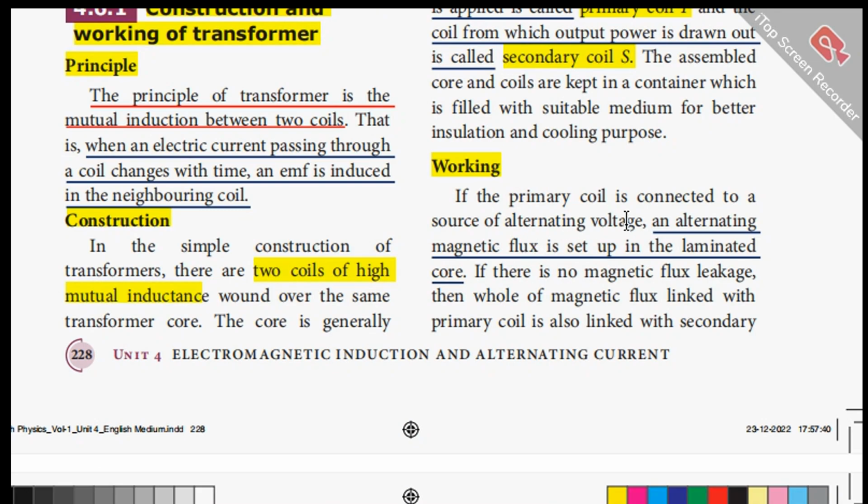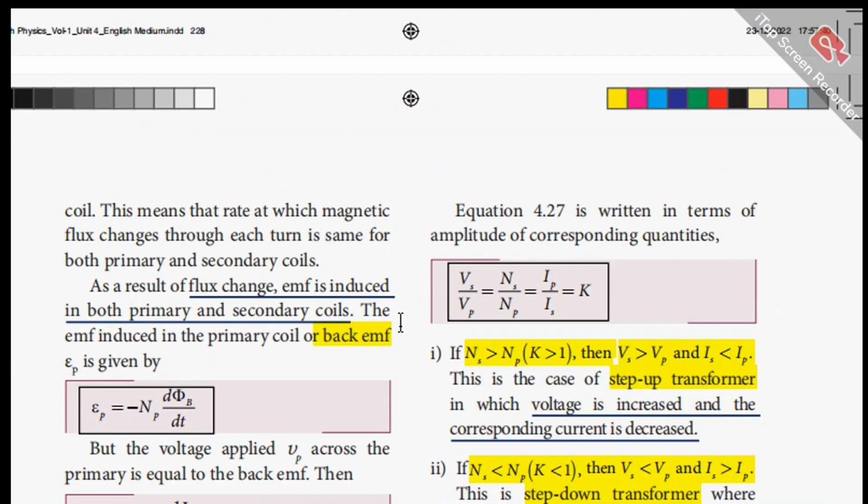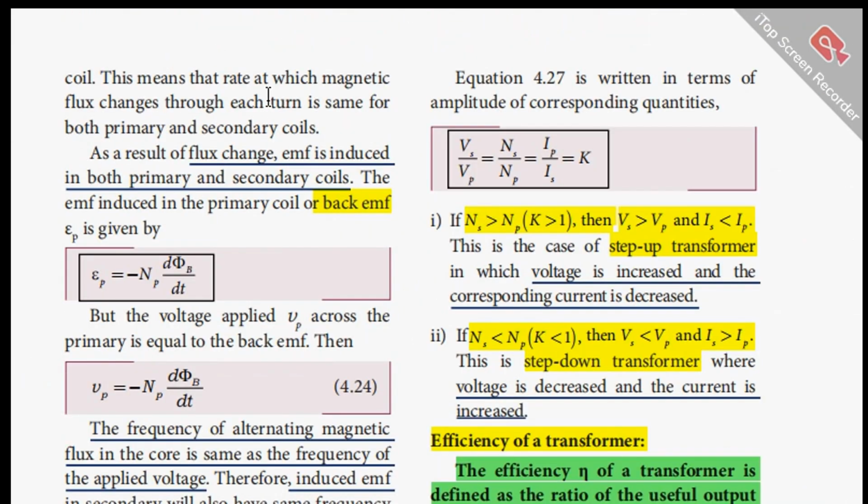If the primary coil is connected to a source of alternating voltage, an alternating magnetic flux is set up in the laminated core. If there is no magnetic flux leakage, then the whole of the magnetic flux linked to the primary coil is also linked to the secondary coil. This means that the rate at which the magnetic flux changes through each turn is the same for both primary and secondary coils. As a result of flux change, EMF is induced in both the primary and secondary coils.